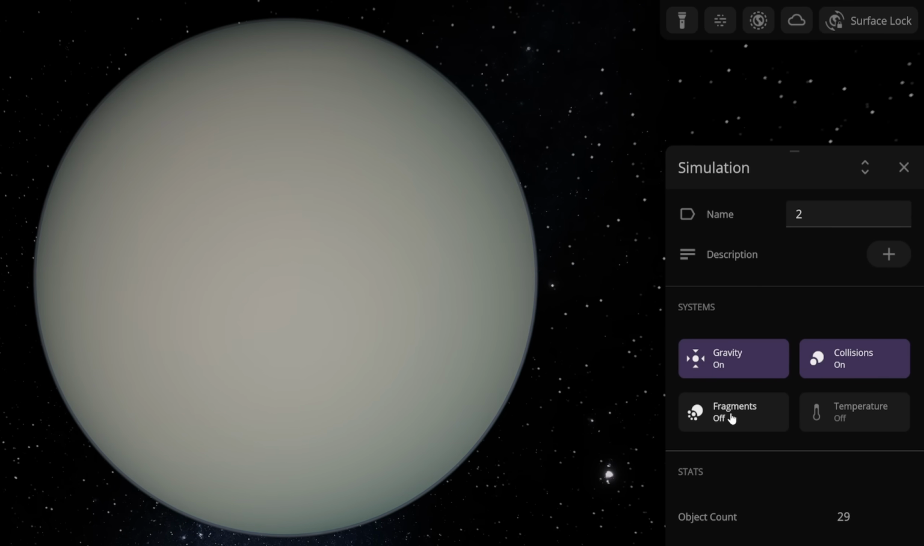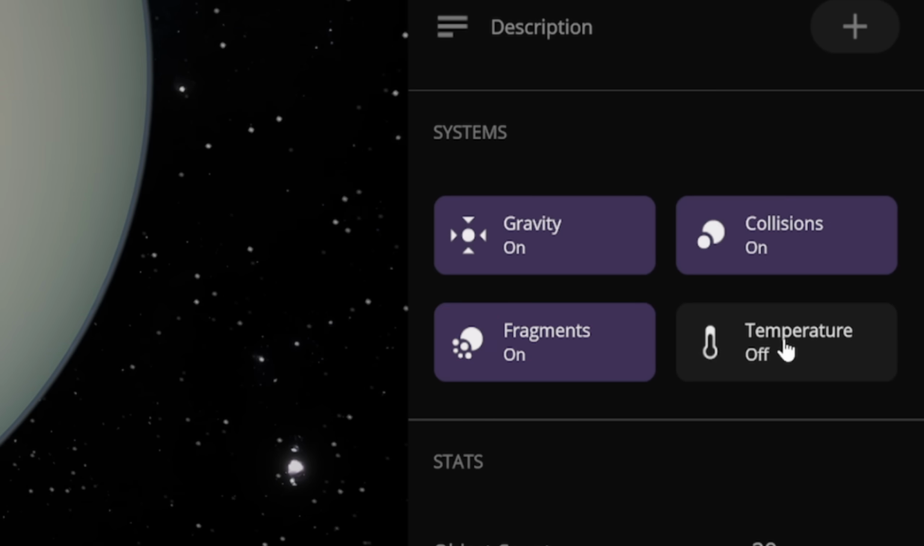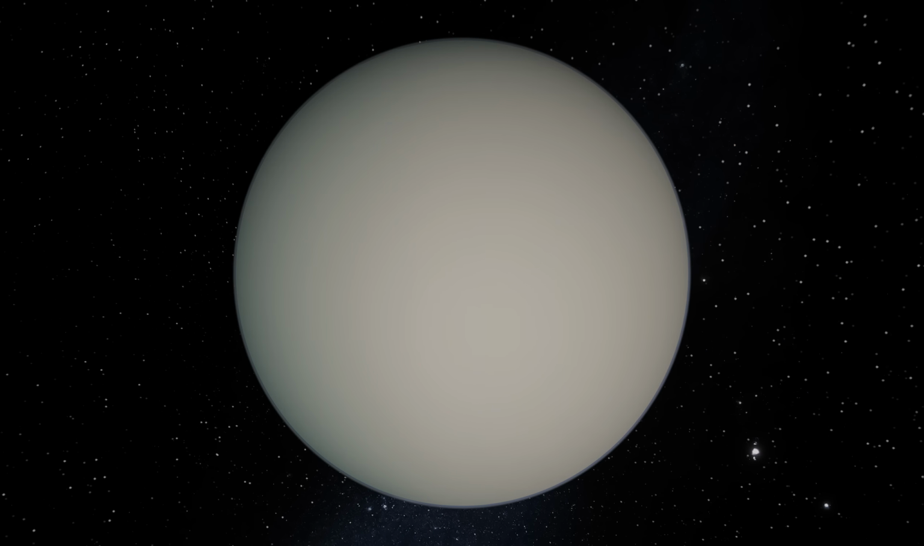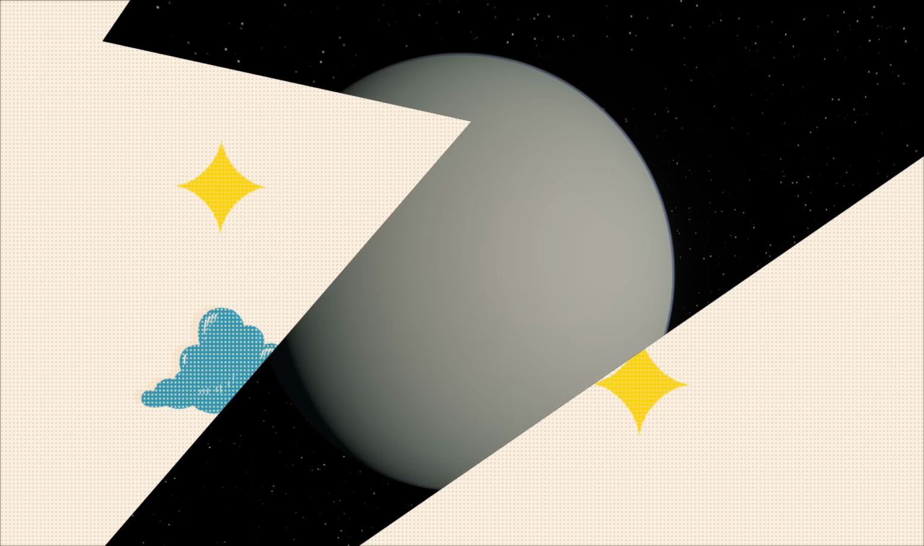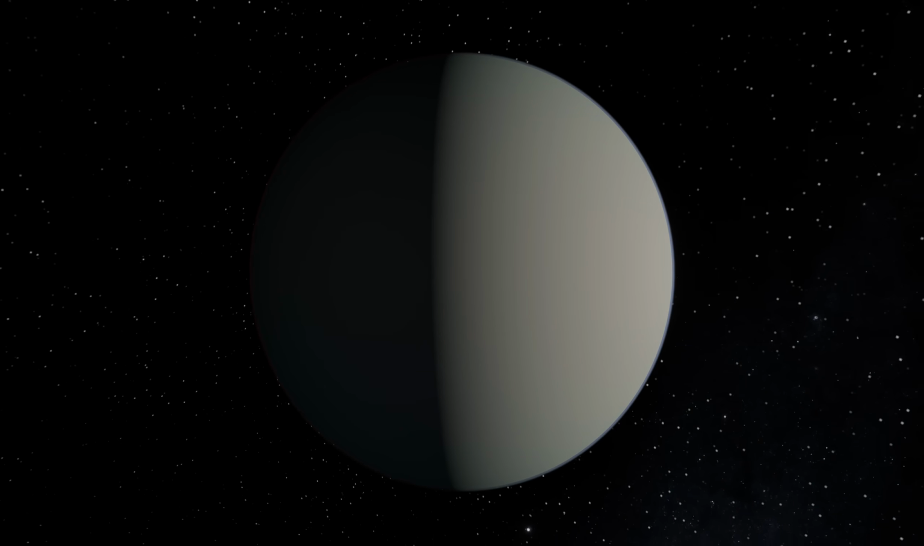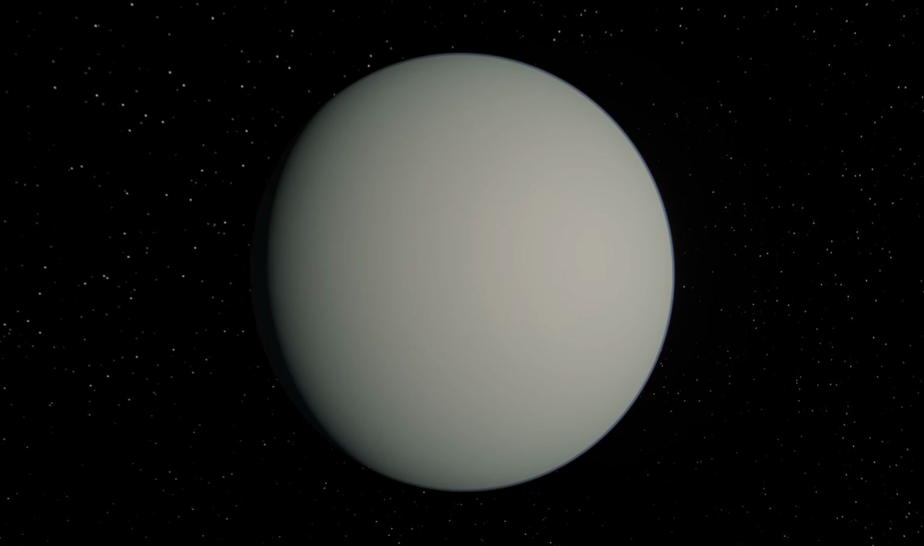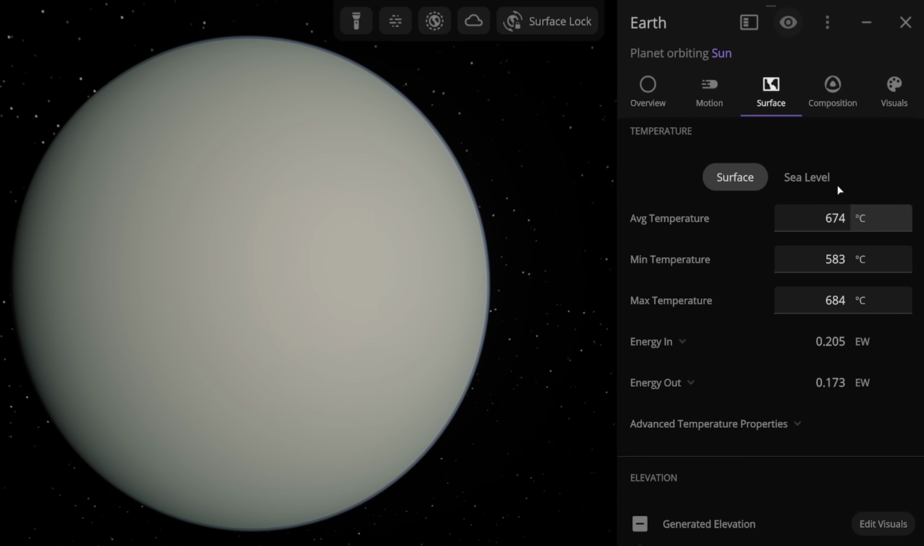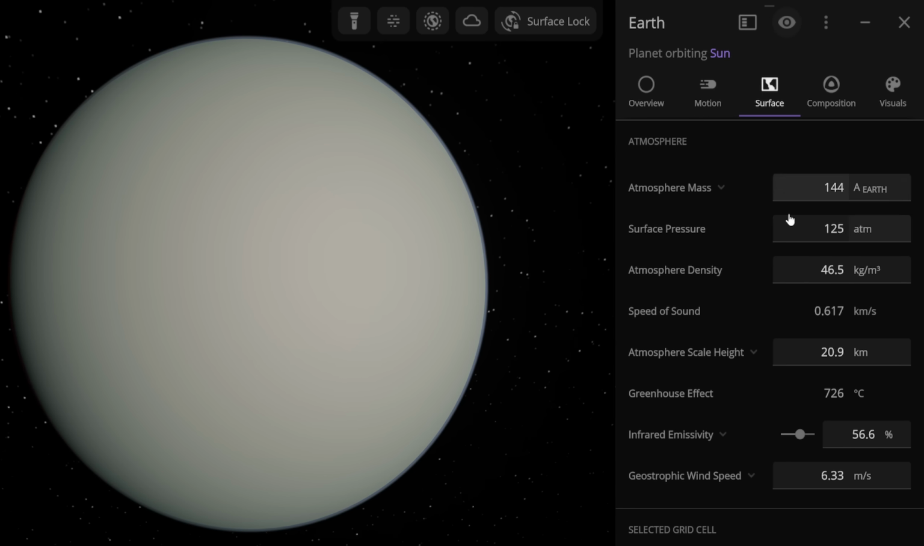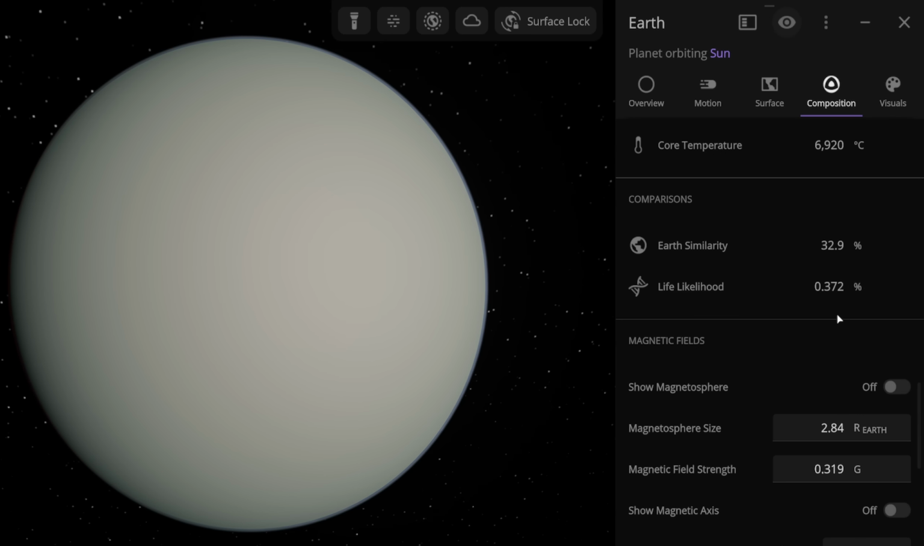Now, in the simulation settings, I'll bring back the fragment and temperature modeling. Now let some time pass, the temperature stabilize, and you'll see the final result. Time has passed, Earth's appearance hasn't changed, it's still covered by that same thick atmosphere. As a result, the average temperature is 674 degrees Celsius. The pressure on this Earth is 125 atmospheres. Well, there's almost no chance of life.